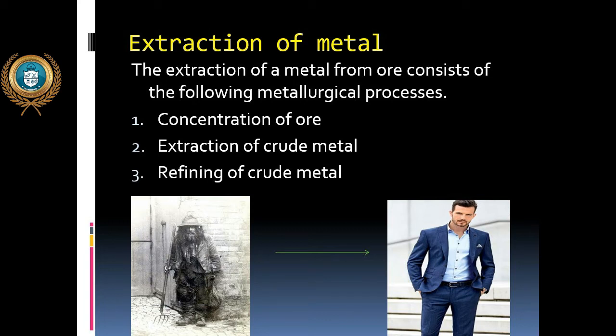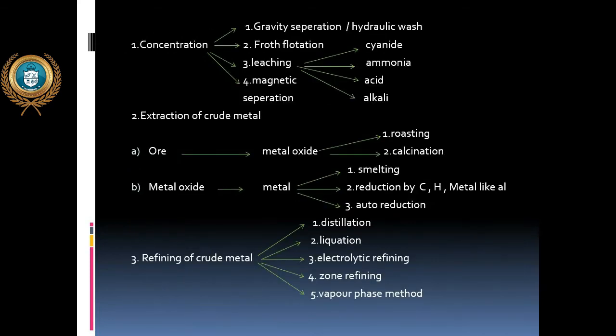So in extraction of metal there are three steps. First is concentration of ore, which means removing the impurities, and second is extraction of crude metal. In this process we are extracting the metal from its compounds, like metal oxide and metal sulfide, extracting only the metal. In the third process we are purifying the extracted metal into a pure metal. This is the third process. So in this class we will see only the first step, the concentration of ore.